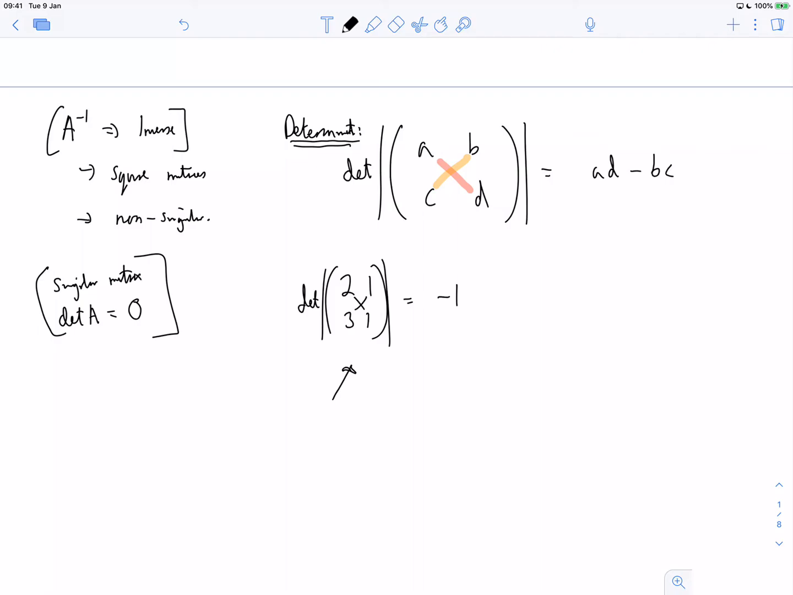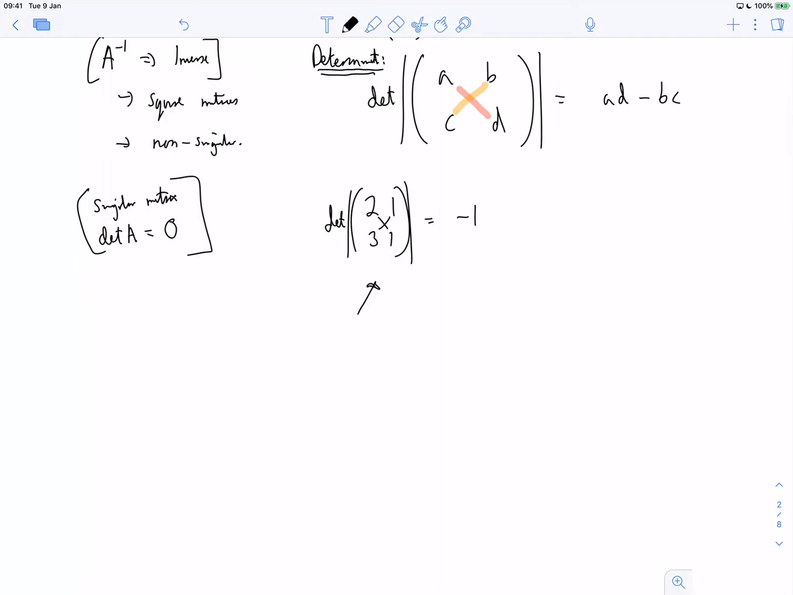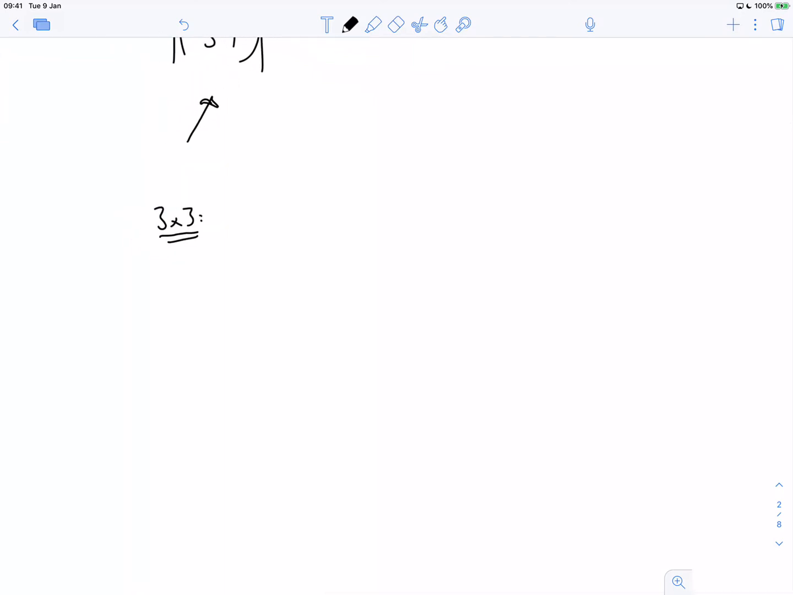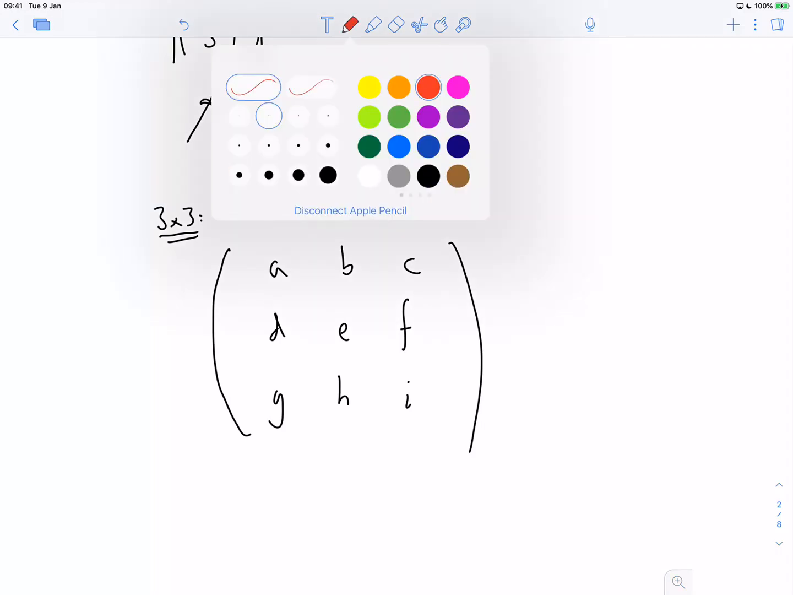Now this trick works for 2x2s. For 3x3s, however, we've got to be a bit more creative. So, let's suppose we've got A, B, C, D, E, F, G, H, I. Now, instead of writing a formula, what I'm going to do is show you the general gist of it.